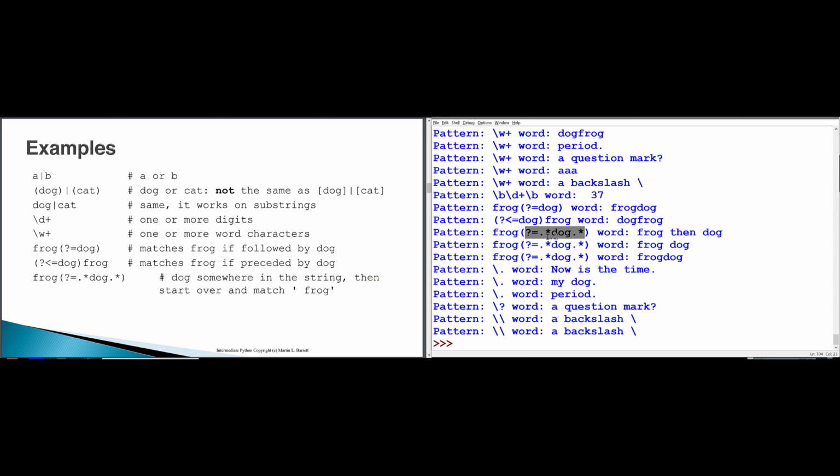We're looking for frog followed by dot star, which means any number of characters. So we're looking for frog followed by optional characters and then dog and then optional characters. Here we have frog followed by optional characters followed by dog. And likewise here, frog followed by optional characters and dog. Here we have frog followed by optional characters, because remember that dot star will successfully match 0 characters, followed by dog.